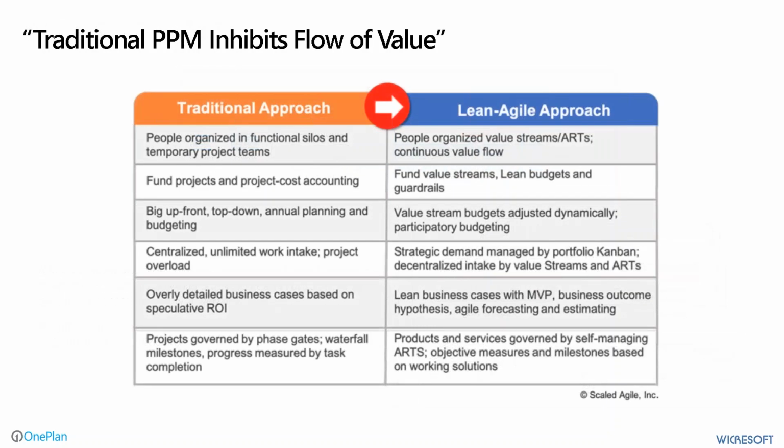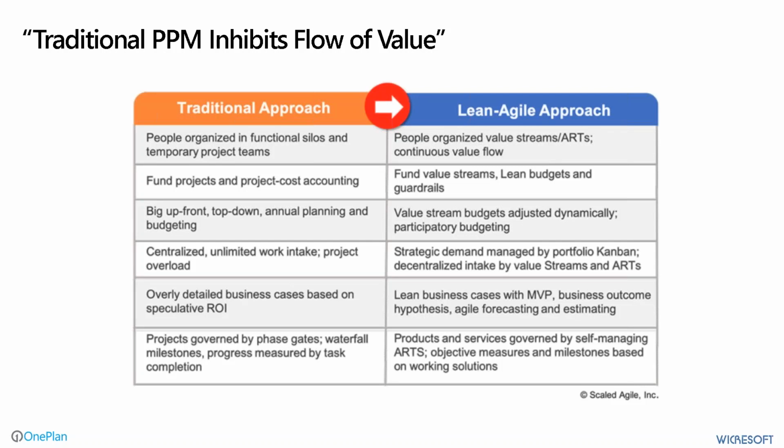Just some reminders here of why we are doing this. The lean agile approach tries to overcome the traditional project portfolio management inhibitors of value. And I don't want to go through every one of these, but they're all pretty much focused around enabling flow at the portfolio level, focusing again on those value streams, aligning to strategy, making sure that we have that value stream and then the corresponding agile release trains, the ARTs, that are getting us to our objectives and key results.